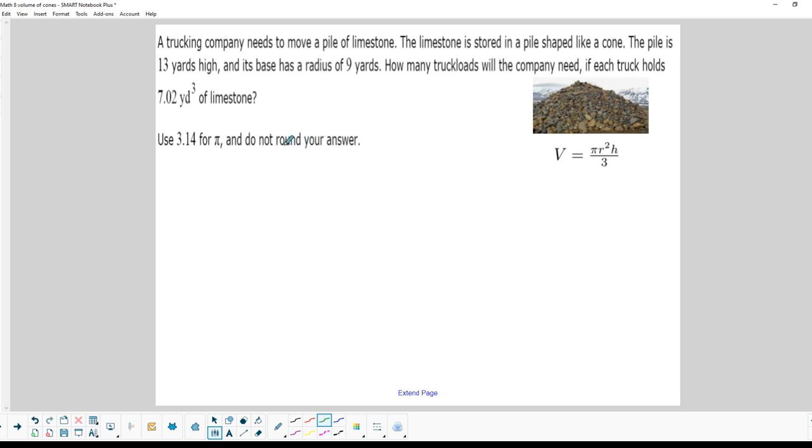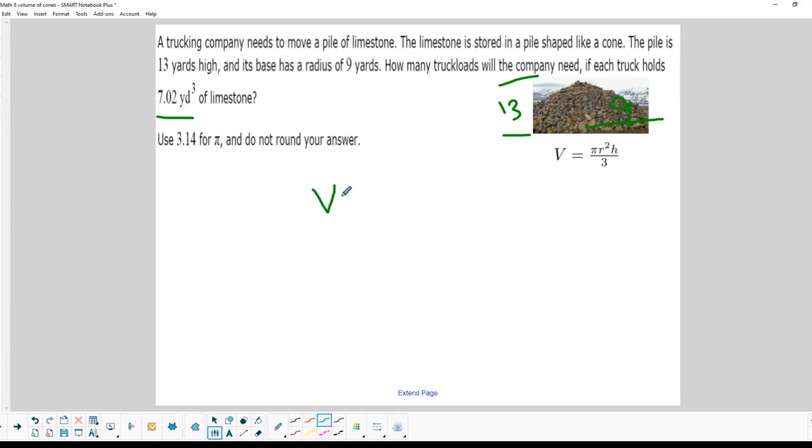Okay, we got one more here. A truck company needs to move a pile of limestone. So here's a big pile of rocks. The limestone is stored in a pile shaped like a cone. The pile is 13 yards high. So the height of this pile is 13. And at the base, the radius is 9 yards. So how many truckloads will the company need if each truck holds 7.02 cubic yards?